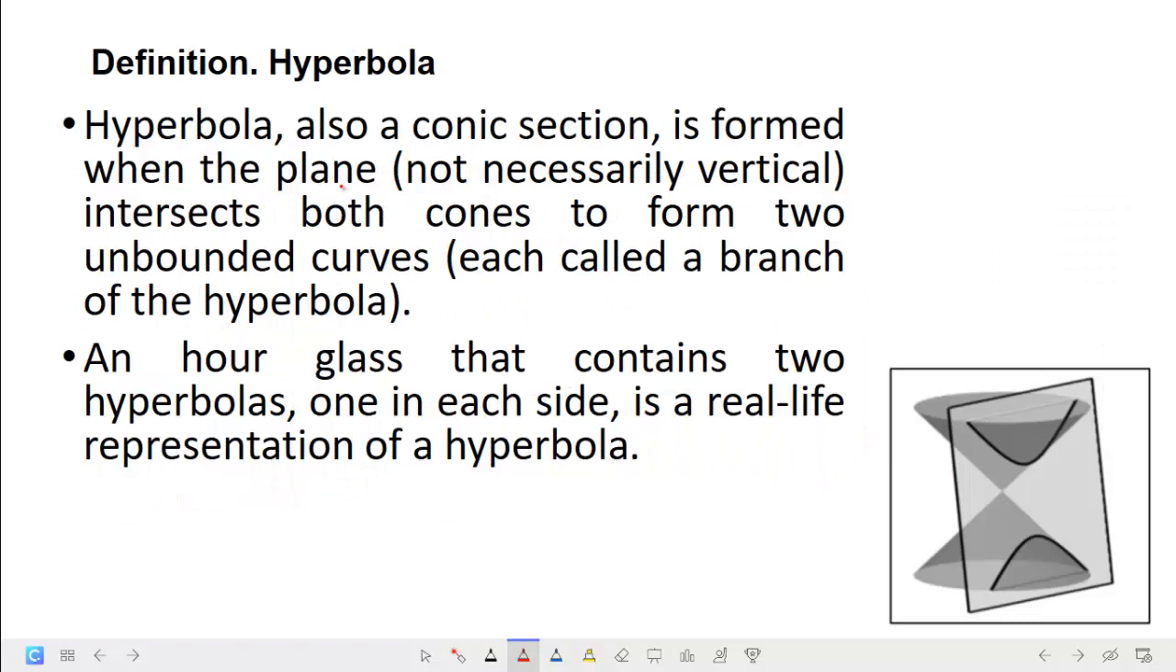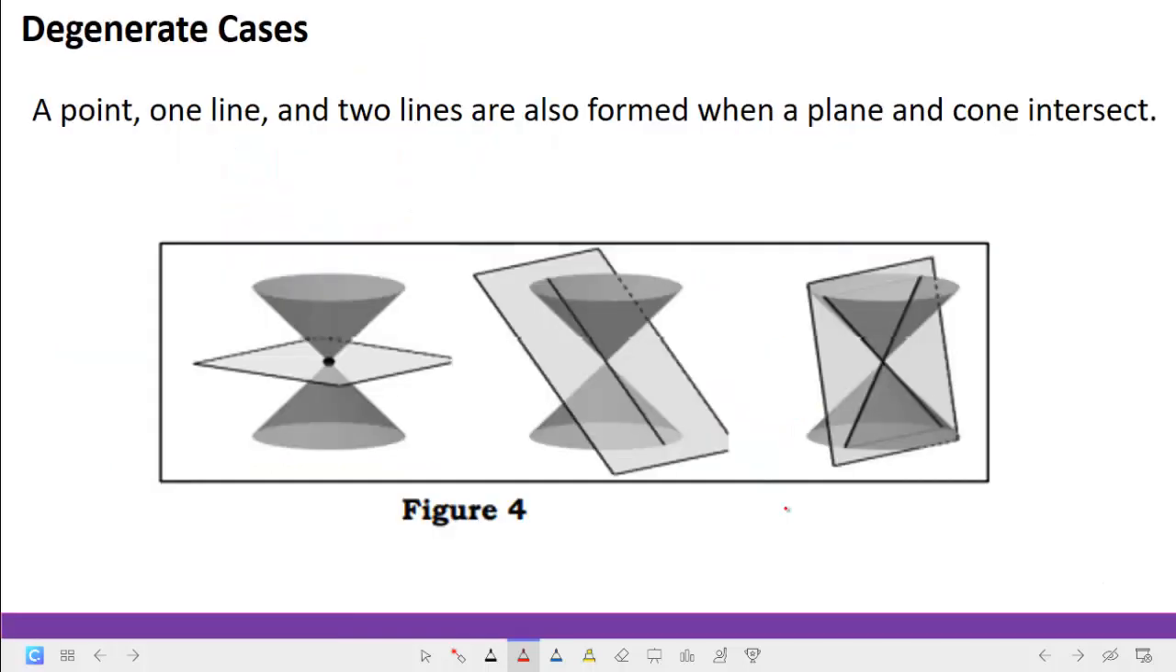So hyperbola naman, as also a conic section, is formed with a plane, not necessarily vertical. Hindi ibig sabihin na patindog siya, but it could be tilted as long as it intersects both cones to form two unbounded curves. So this is the first curve, second curve. Each is called a branch of hyperbola. An hourglass, that contains two hyperbolas in each side, is a real life representation of hyperbola.